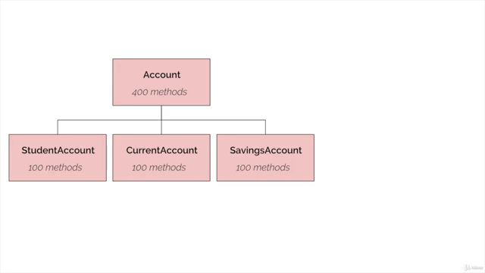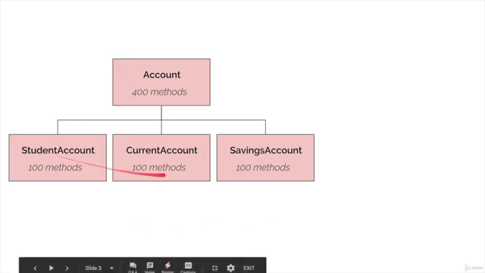So if you are writing multiple classes for the same type which have some same type, how are you supposed to decide which methods you should define in the parent class and which methods you should define in the child class? For this, you should look at all the classes. For example, here you have all the classes like student account, current account, saving account.